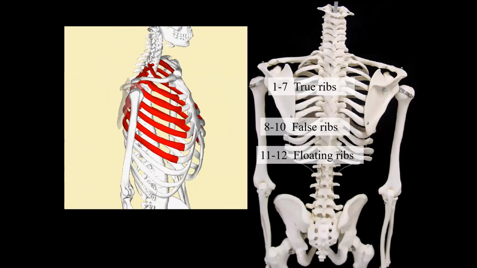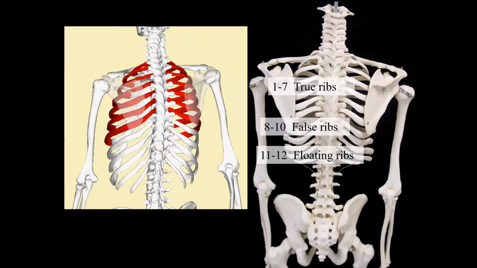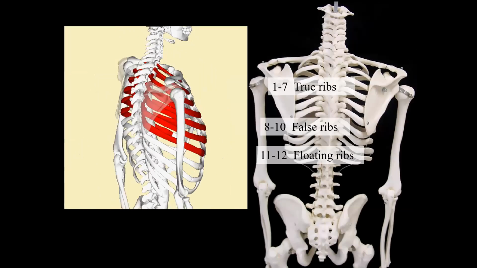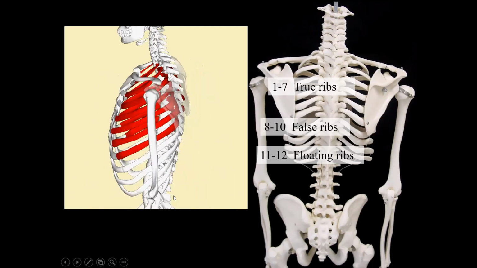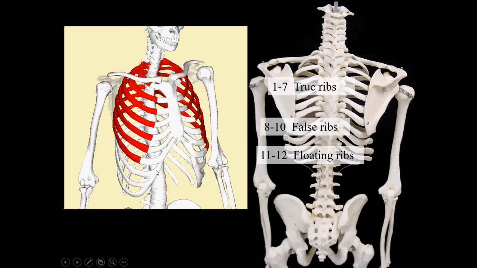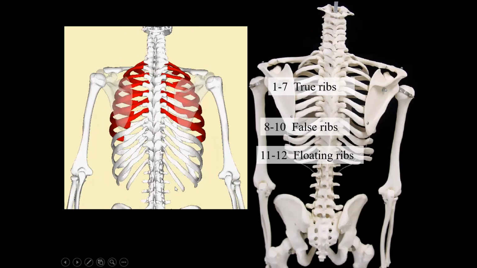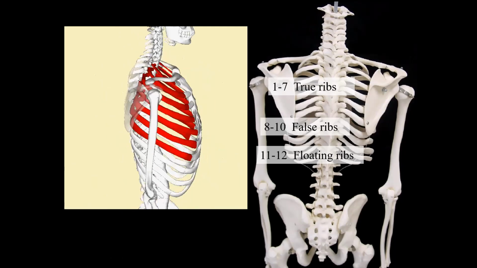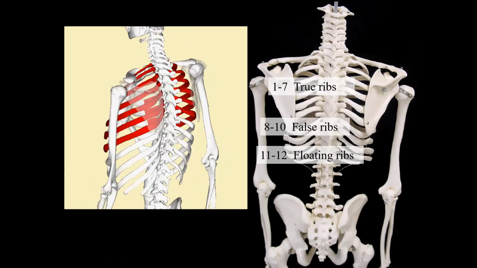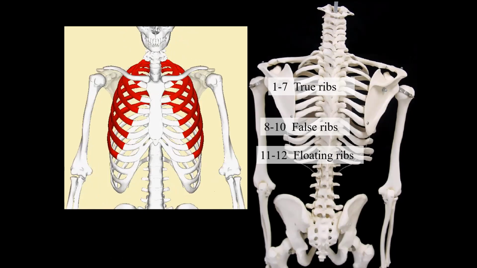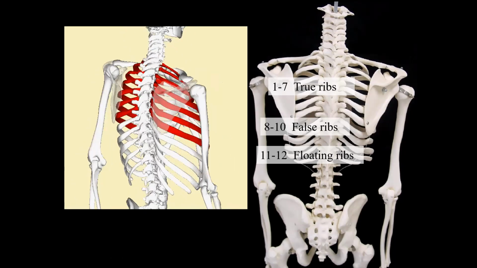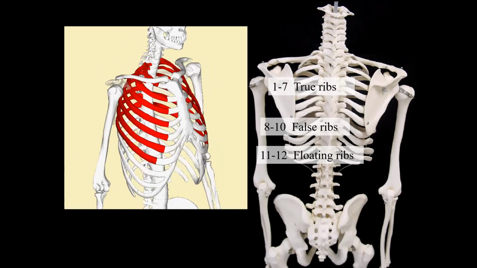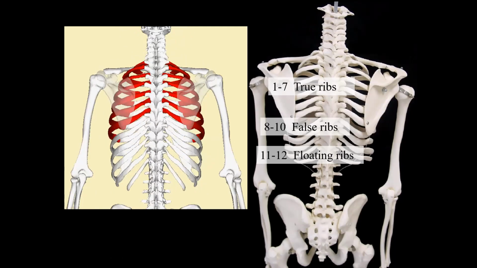The next 3 pairs, 8, 9, and 10, are the false ribs, because the false ribs anchor indirectly to the sternum. You can see 8, 9, and 10. You see how they come together here? You'll see a better picture when it stops moving. 8, 9, and 10 anchor to the hyaline cartilage of rib number 7. So they anchor indirectly. We call them the false ribs. So 1 through 7 are the true pairs. 8, 9, and 10 are the false ribs.